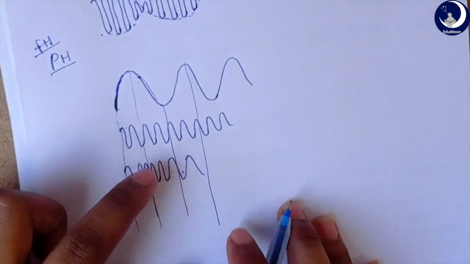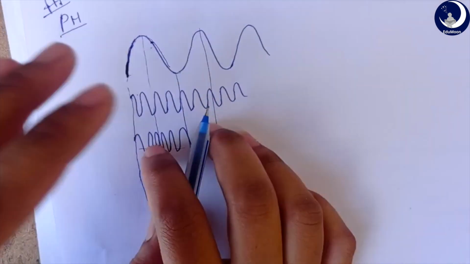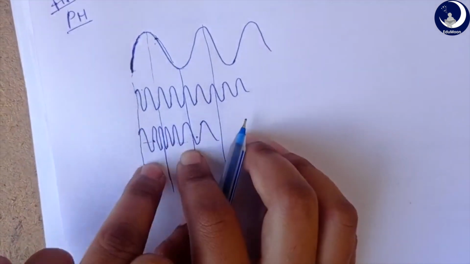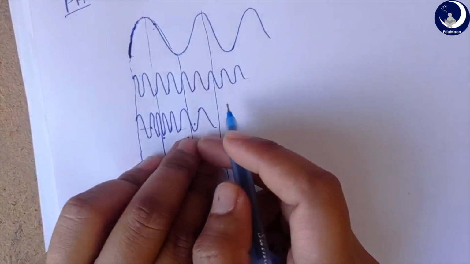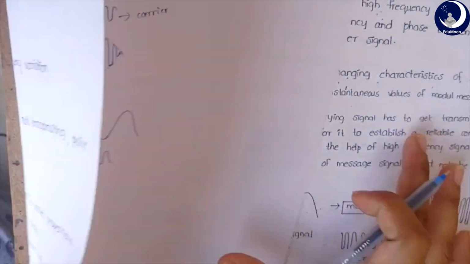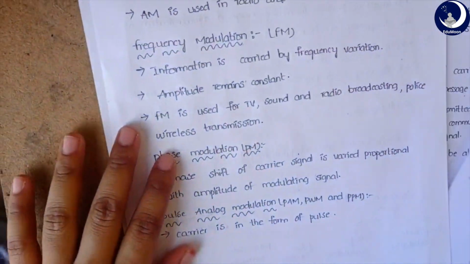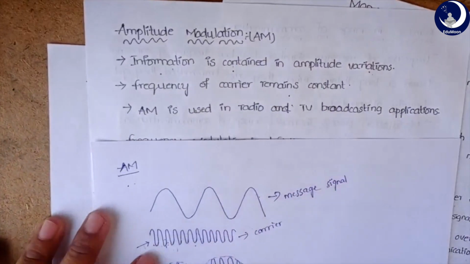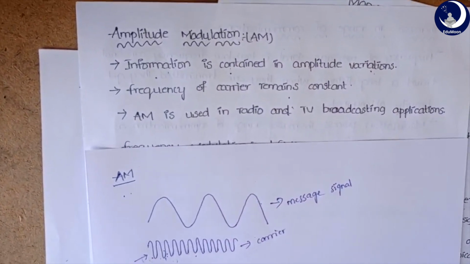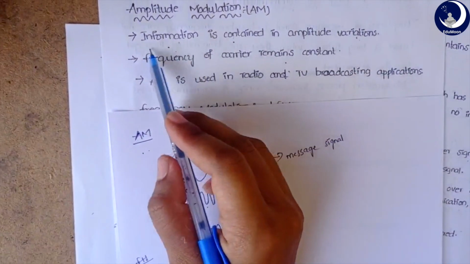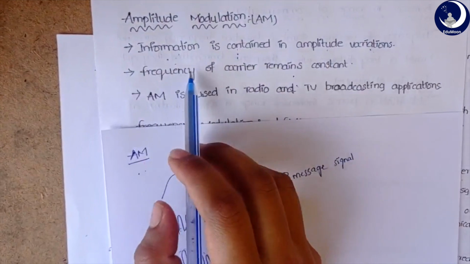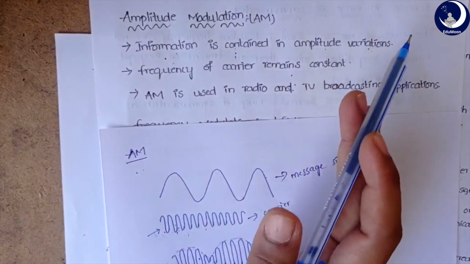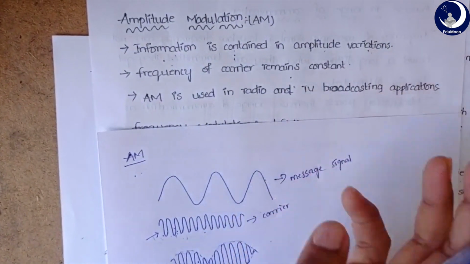And phase modulation is generally similar to frequency modulation, but along with the frequency, even phase also changes in phase modulation. And see, that's what we got here. So first of all, amplitude modulation. In amplitude modulation, information is found in amplitude variation. So information is contained in amplitude variations in amplitude modulation, and frequency of the carrier remains constant. And amplitude modulation is mostly used in radio and TV broadcasting applications.